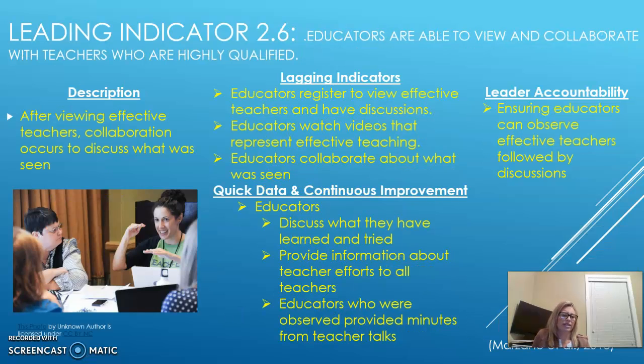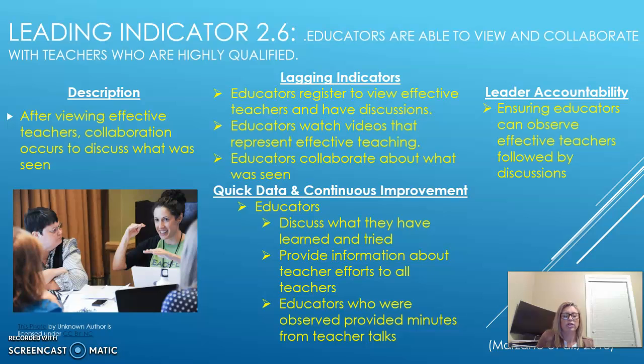Leading indicator 2.6: educators are able to view and collaborate with teachers who are highly qualified. A description of this includes teachers viewing effective teachers. Collaboration occurs afterwards to discuss what was seen. Lagging indicators might be handled through educators registering to view effective teachers on campus and then having collaborative discussions about what they saw. Educators watch videos possibly that represent effective teaching, and educators collaborate about what was seen through the videos and classroom observations.